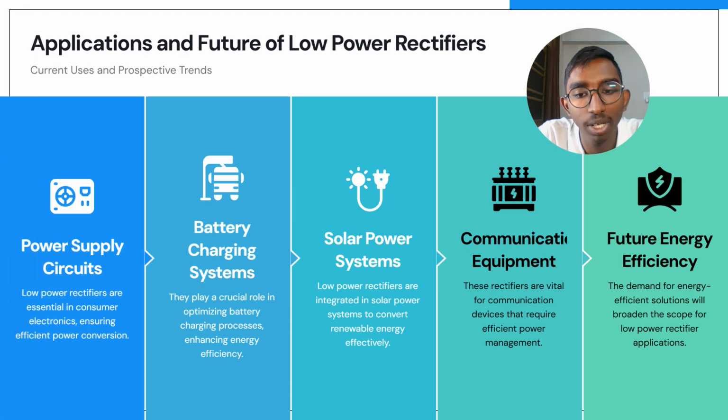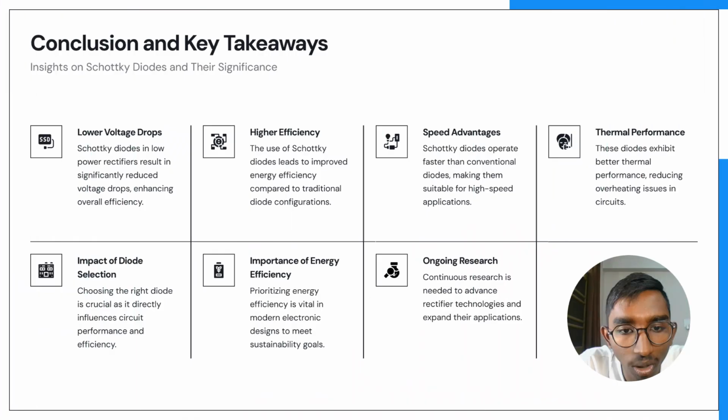For future applications, we can use this in solar power systems and battery charging systems, and nowadays inductive charging is emerging more, so we can use this there, and for future energy efficiency. For the conclusions and takeaways: lower voltage drop compared to normal diodes, higher efficiency, fast switching speeds, and the thermal performance is also good compared to silicon diodes.